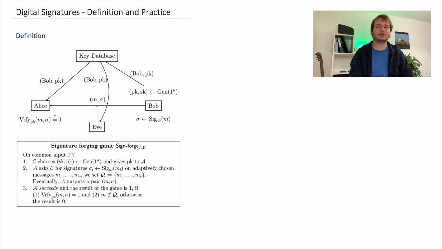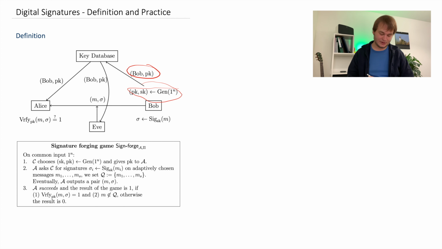Today we'll talk about digital signatures in their theoretical definition and in practice. So the scenario we're looking at is we have Alice and Bob as usual. Bob generates a signature key pair, a public key and a secret key. Then somehow he publishes his public key, for example, by sending it to some key database that's publicly accessible. And then everyone will be able to download Bob's public key.